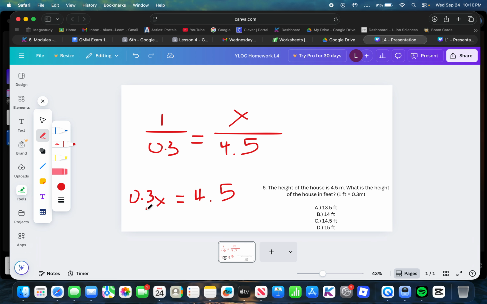What I want to do, move the decimal. Now we have 3x equals 45. And then if you divide, x equals 45 over 3, we should get 15 as our answer.